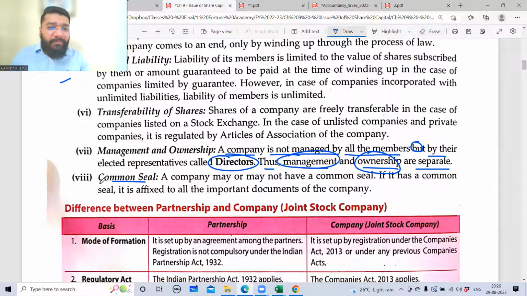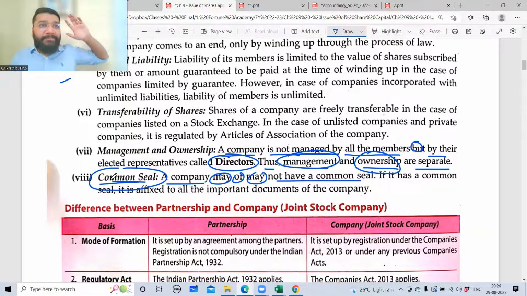Finally, guys, common seal. A company may or may not have a common seal. It is not compulsory, but it is advisable to have it. Here they're telling may or may not. But if you go into reality, you'll be forced in some way or the other to have a common seal. Every company has to have a common seal. The common seal is the identification of the company. If I have to identify a company uniquely, this will be its unique identification. So the common seal is the unique identity of the company.